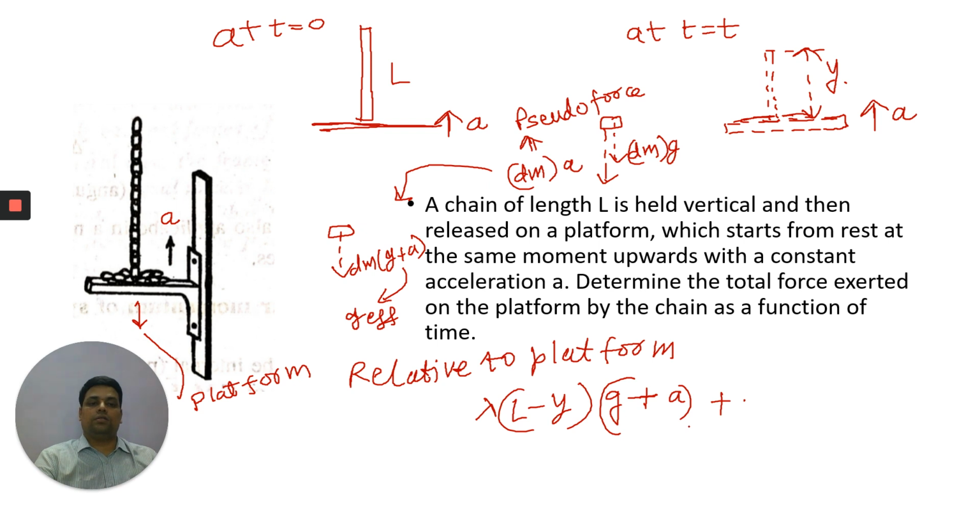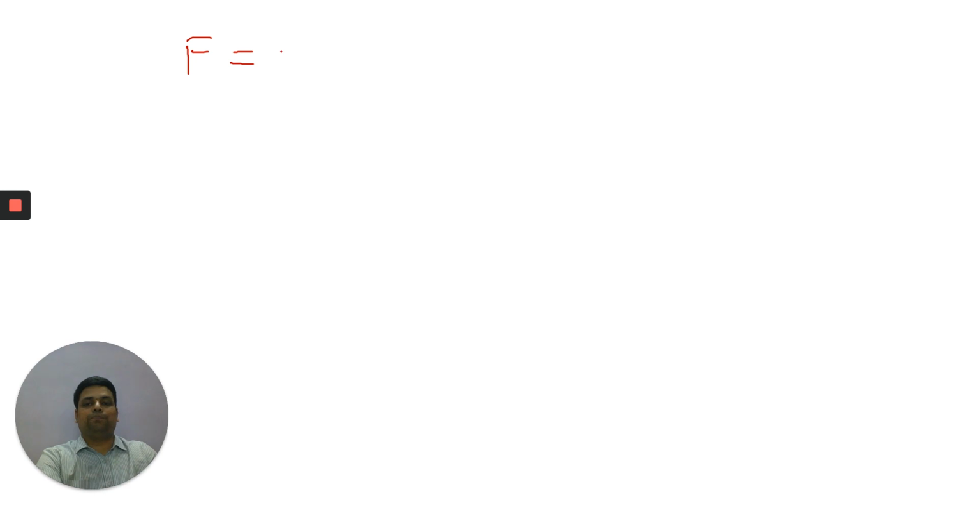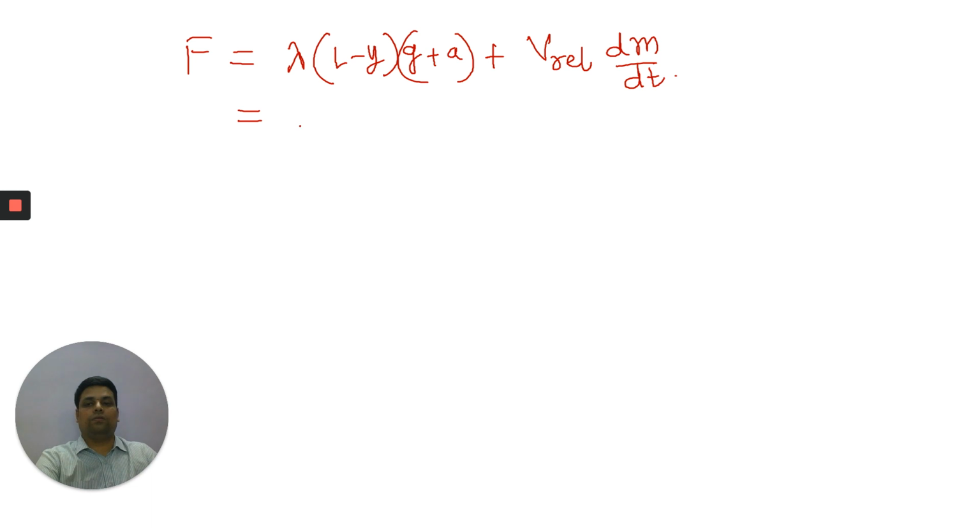And as mass is added, the force on the platform due to the thrust of the added element would be V relative to the platform, for every element, into dm by dt. This is the force on the platform by the chain. So F is equal to, once again, lambda into (L minus y) into g, which in this case is g plus A, plus V relative into dm by dt. So this contributes.